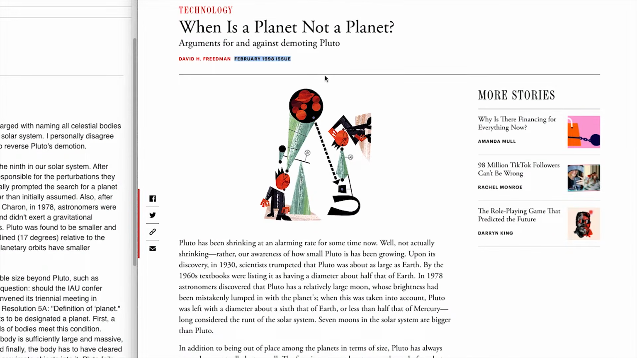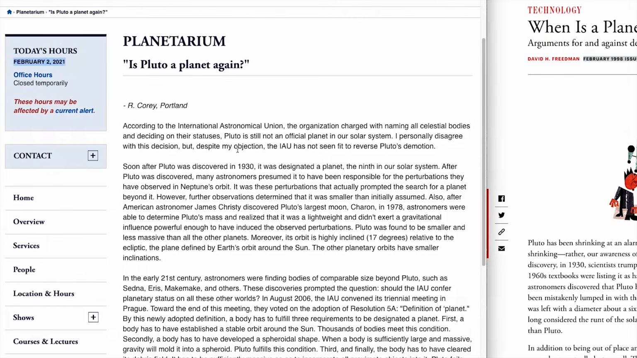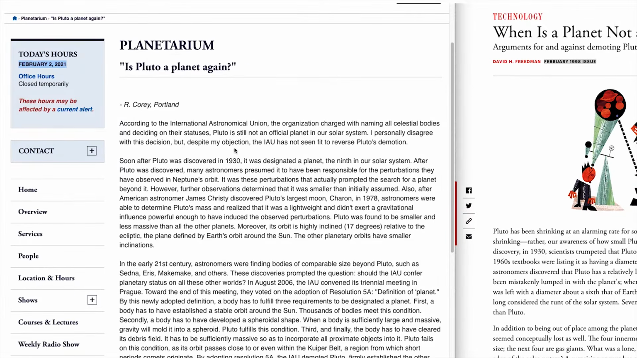So if you look here, I did a quick Google search and this article is talking about arguments for and against demoting Pluto. In other words, in February 1998, Pluto was not yet demoted, it was still a planet. If you look over at this article, however, it says Pluto is still not an official planet in our solar system. This article was written on February 2nd, 2021, meaning that it's the most current, so Pluto right now is not a planet. As you can see, the timeliness of the information really does matter.